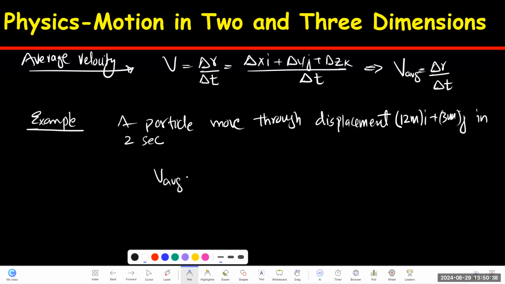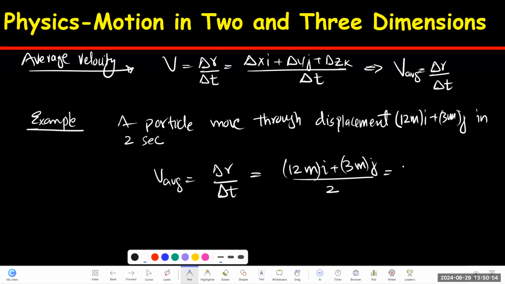The average velocity here is delta r over delta t. Delta r is 12 meter i plus 3 meter j, divided by 2. So it's going to be 6 meter i plus 1.5 meter j, meter per second. That is my average velocity.